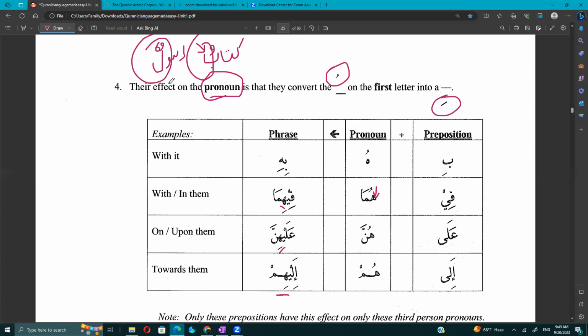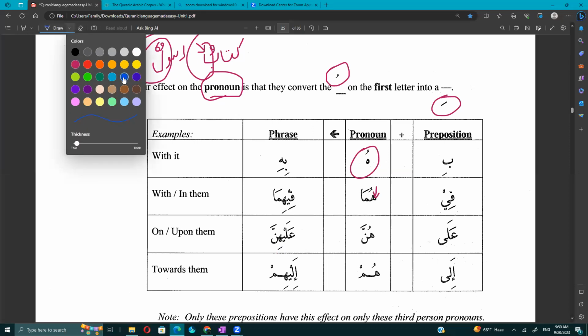So the difference between what it does to the nouns and pronouns is, for the nouns, the last letter of the noun is changed into a kasra, like kitabu becomes kitabi, rasulun becomes rasulin. But in the case of pronouns, the first letter gets a kasra. So bi plus hu becomes bihi. Fi plus huma becomes fi hima. Ala plus hunna becomes alayhinna. And ila plus hum becomes ilayhim.